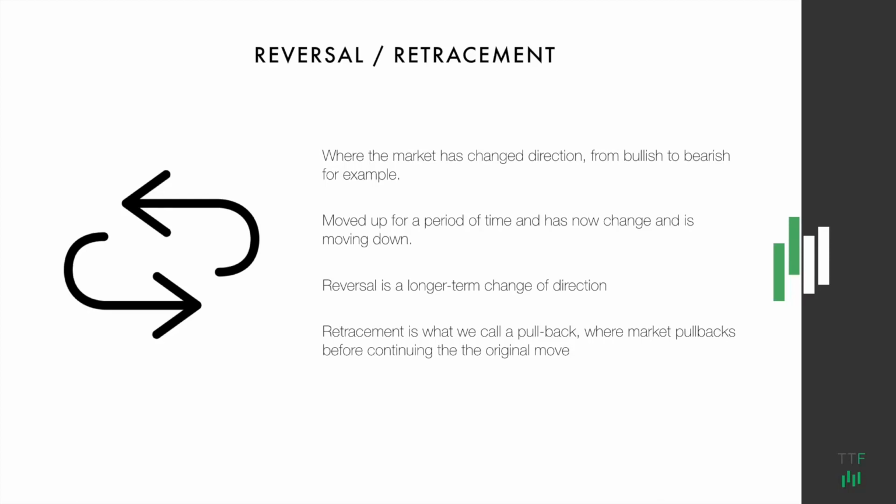A retracement is kind of like a short term pullback. The market might be bullish for a certain period of time, and then we'll see a pullback, and this is a retracement. The market will pull back. The people in the market will start taking profits, and therefore the market will go down. But then eventually the market will continue its original bullish move.